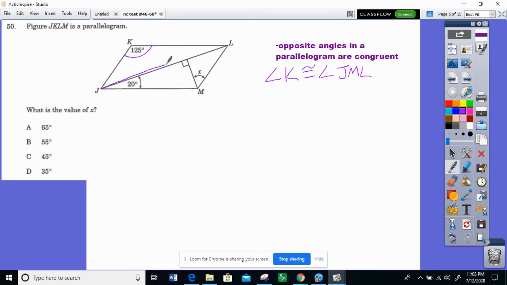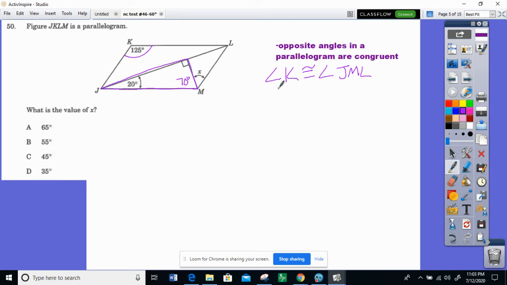We also know that we've got a triangle right here where the acute angles in that right triangle have to be complementary. Why is that? Because we've already used 90 degrees right here. 90 plus 20 is 110. Take that away from 180 degrees, and you get 70 degrees left over.